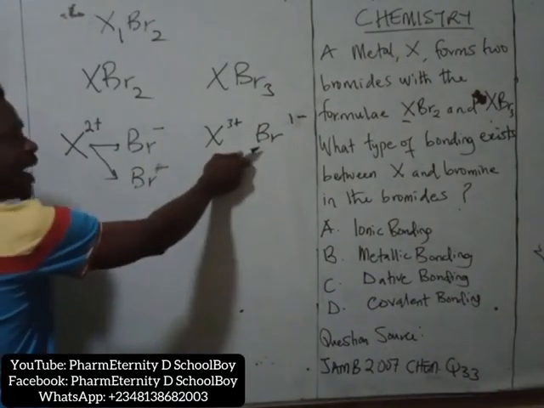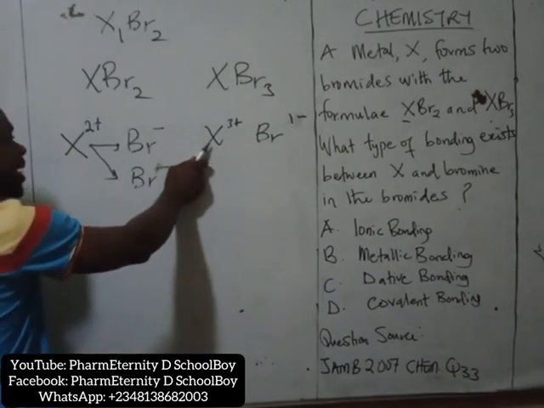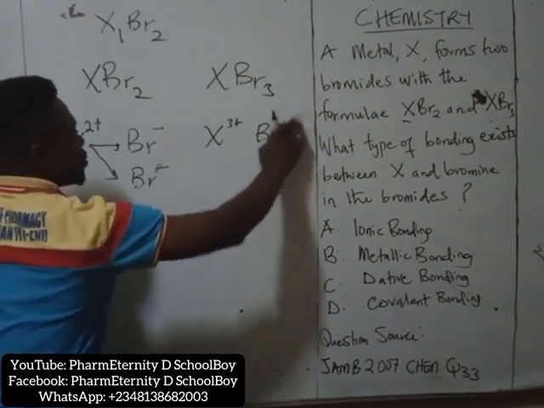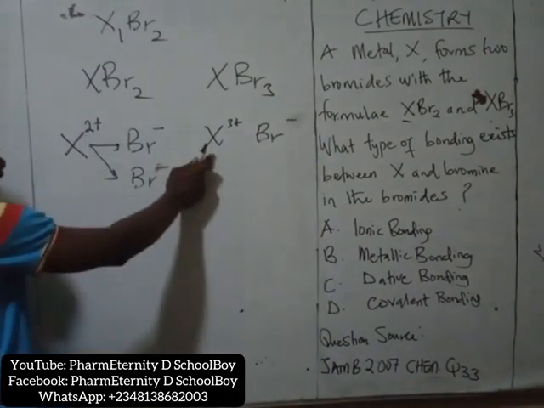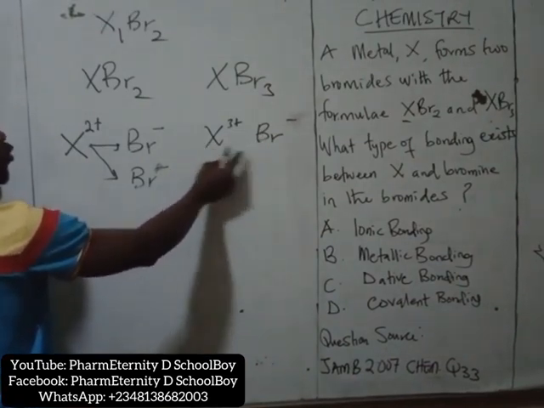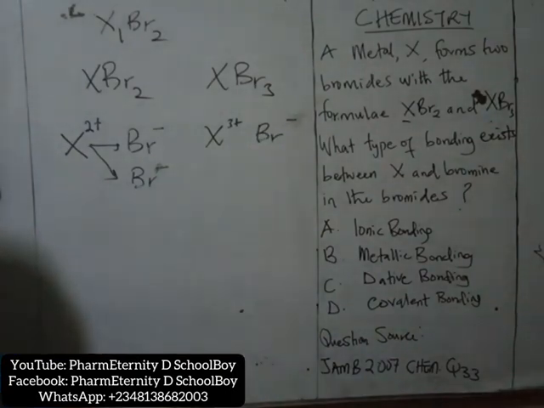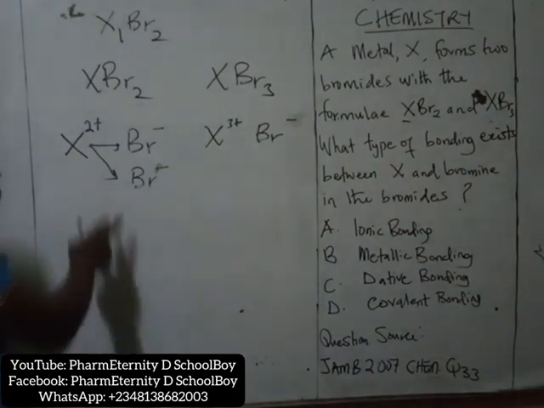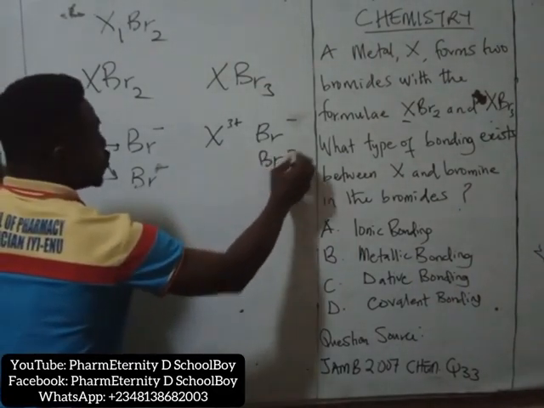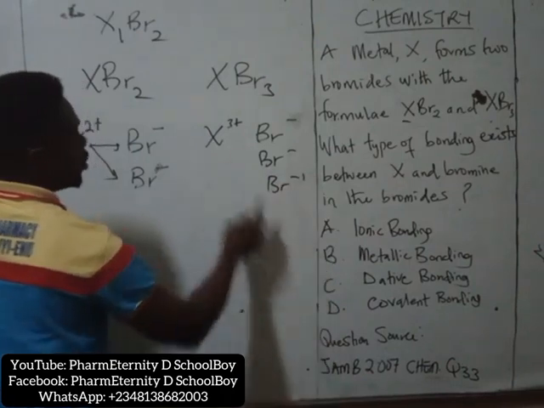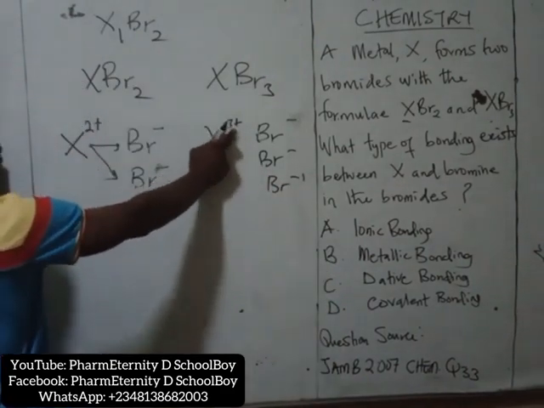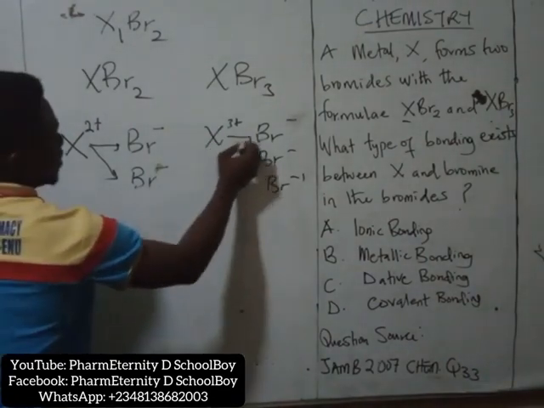So for this bromide ion to completely form this bond, let me put a minus so I don't confuse us. To completely form the ionic bond with this, we require 3 moles of bromide ion. This will require 2 moles of bromide ion. So we require 3 moles of bromide ion, each of them facing 1 plus of X. So we have something like this.